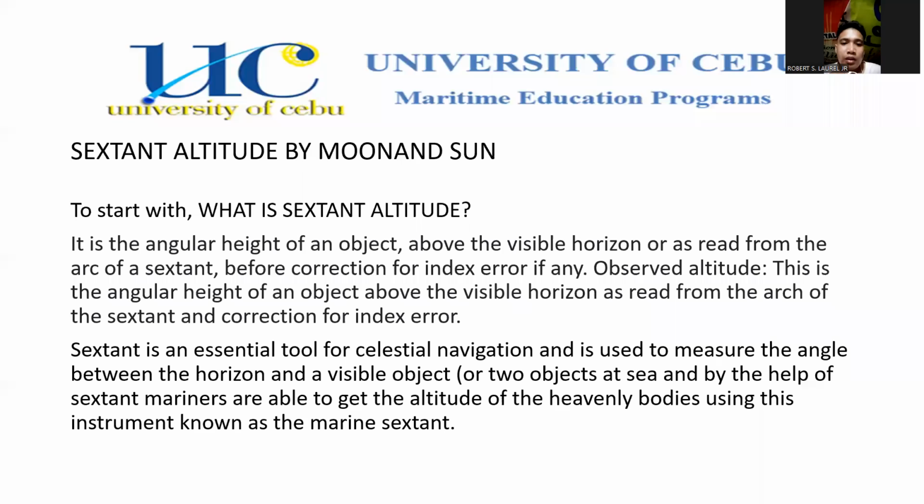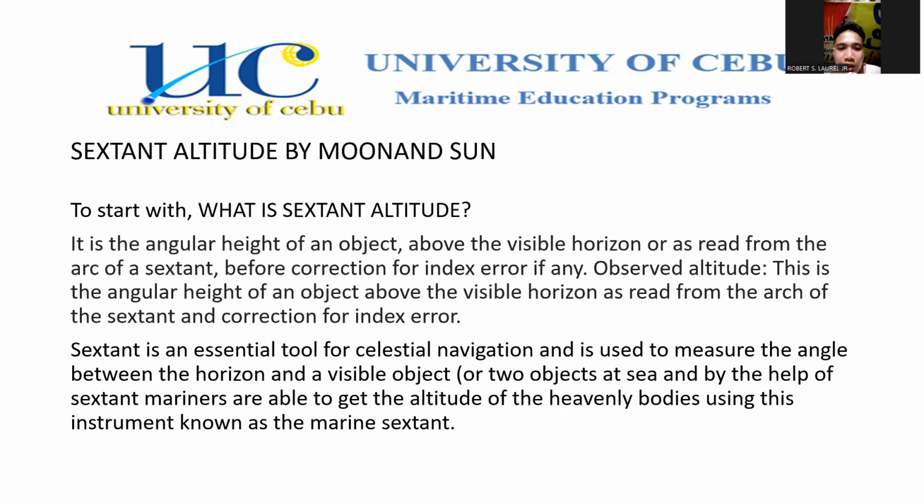Sextant altitude by moon and sun. To start, what is sextant altitude? It is the angular height of an object above the visible horizon, as read from the arc of a sextant before correction for index error, if any. Observed altitude is the angular height of an object above the visible horizon as read from the arc of the sextant and corrected for its index error.